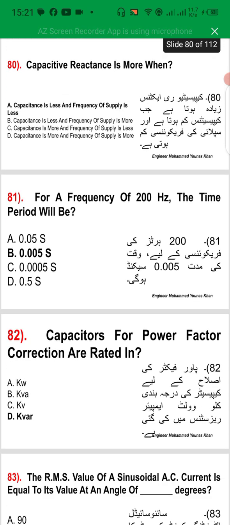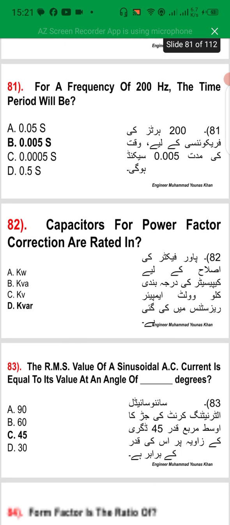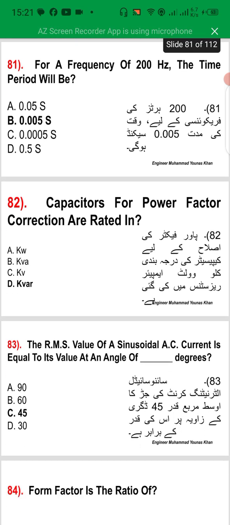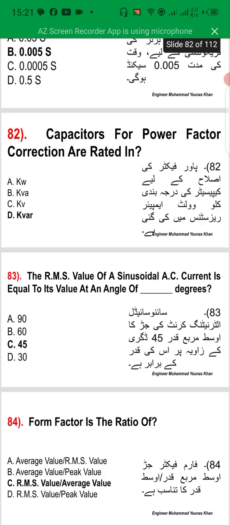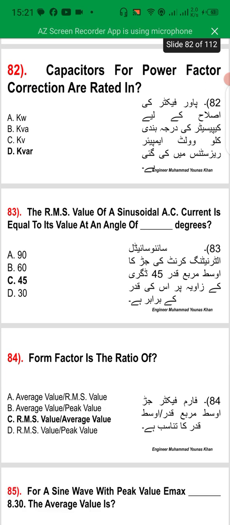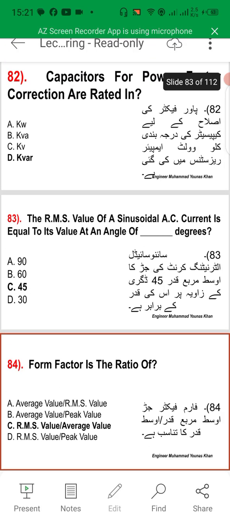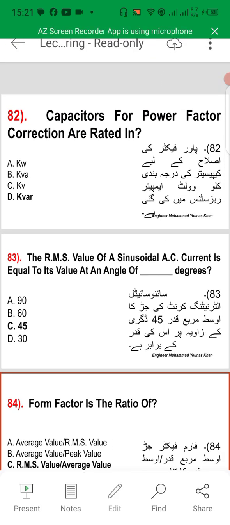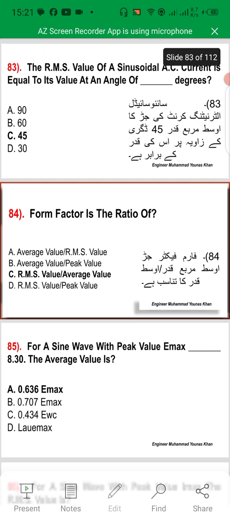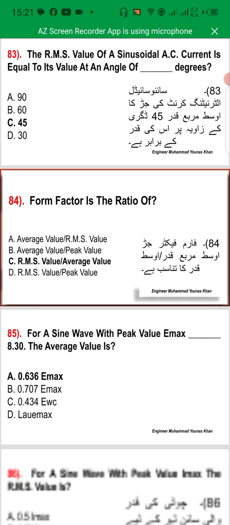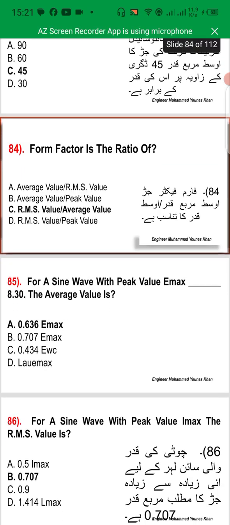Capacitive reactance is more when capacitance is less and frequency of supply is less. For a frequency of 200 Hz, the time period will be 0.005 seconds. Capacitors for power factor correction are rated in kVAr. The RMS value of a sinusoidal AC current is equal to its value at an angle of 45 degrees.